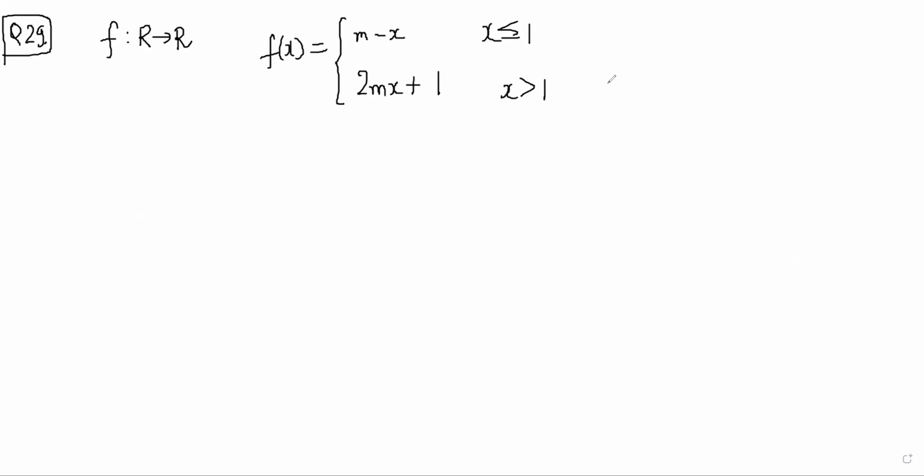29. Let's look at 29. f(x) is defined on R to R. f(x) is equal to m minus x for x less than or equal to 1, and 2mx plus 1 for x greater than 1. He's saying if the function is onto on R, then what is the range of m?